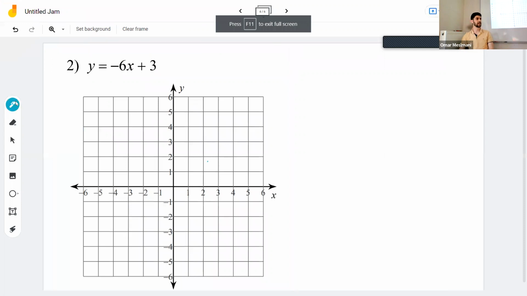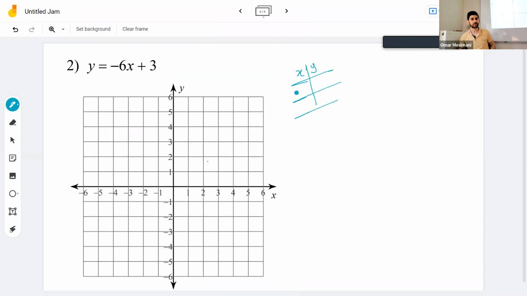How do you graph this? Again, if I want to graph this equation, what I would do first is find points. So I try to create a table like this, with x and y values, and here I can choose any value of x that I want. You can choose 1, you can choose 0, you can choose 3, you can choose 1,000. It's totally up to you.